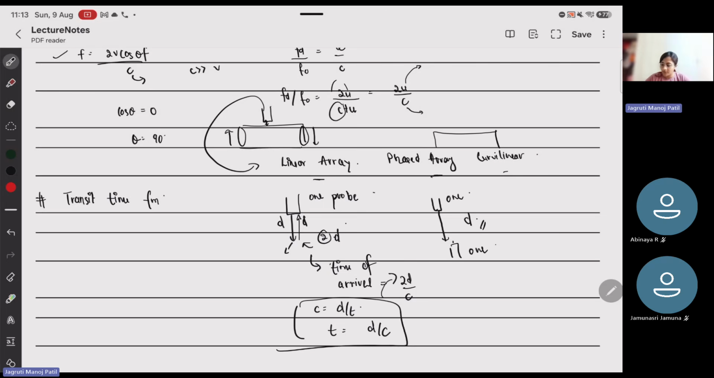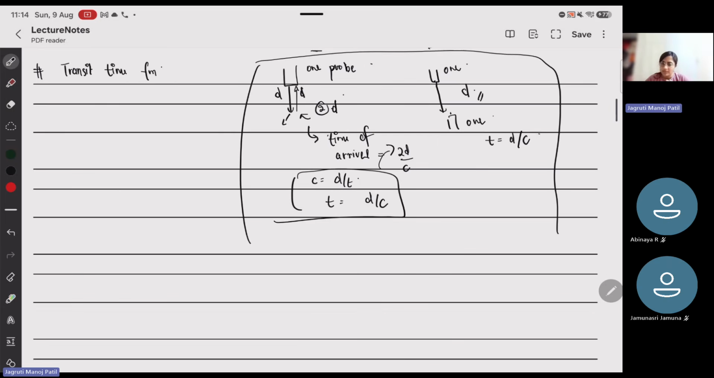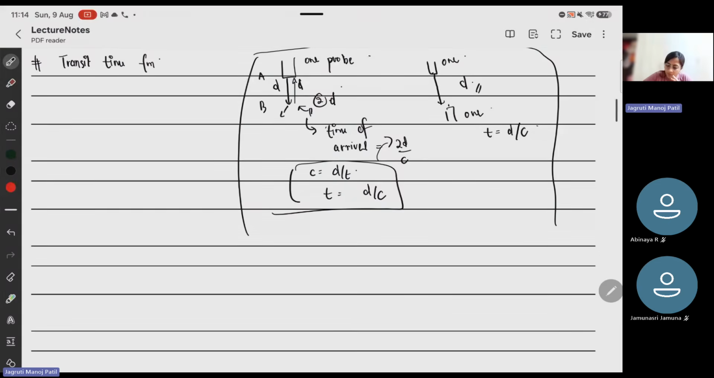Now in this case, we have a two-times path. In the other case, the time of arrival would be directly d by c, because it's only traveling one time. So these are the two types of geometries possible for where your probe is kept. The time it takes to travel from point A to B is a downstream effect, and from point B to A is an upstream effect. The transit time is directly associated with the flow velocity. This is the simplest way I would put it.